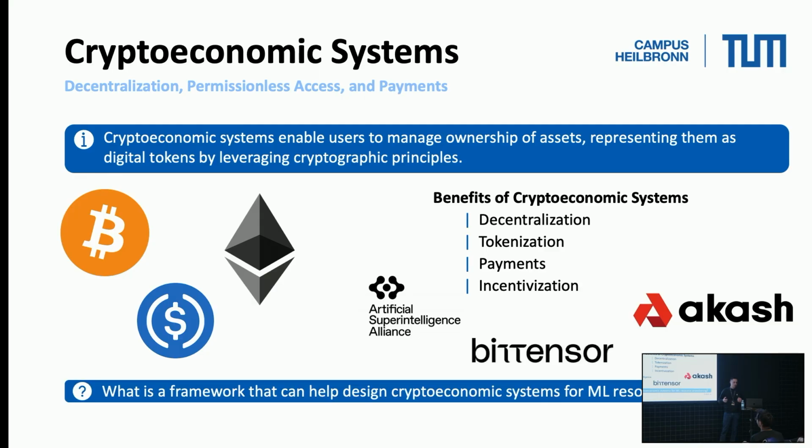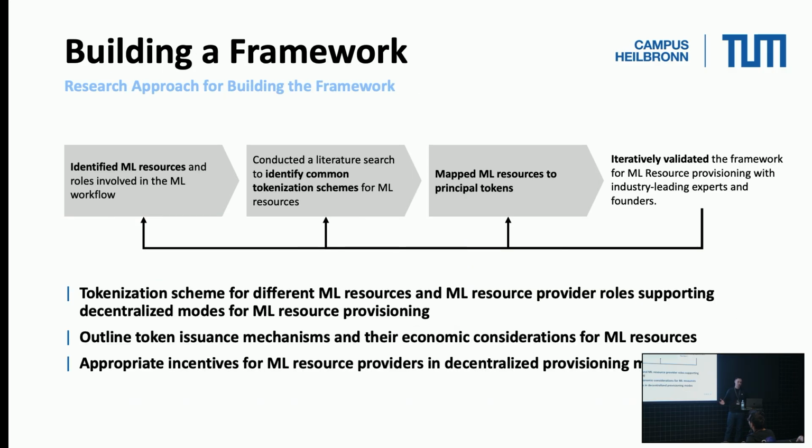So this is basically what I want to present you now, a framework that helps to design cryptoeconomic systems for machine learning resource provisioning. Since this project has an academic background, I also want to give you a short overview of the research method that was applied. So basically first the ML resources were identified, which I already presented to you shortly. And in the next step, a literature search was conducted to identify common tokenization schemes.